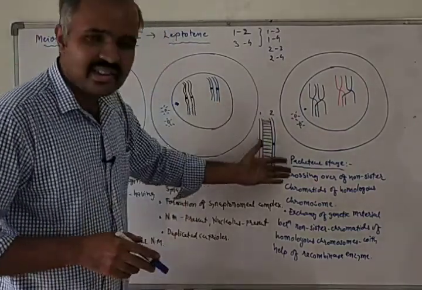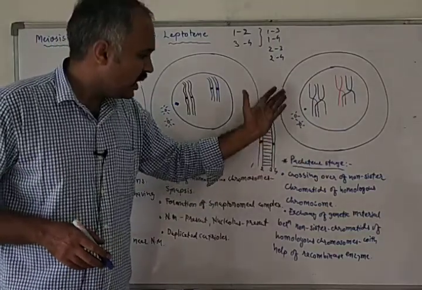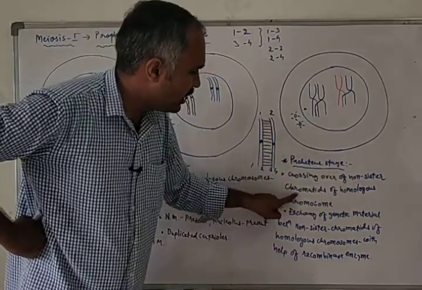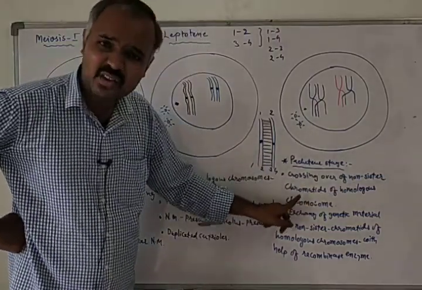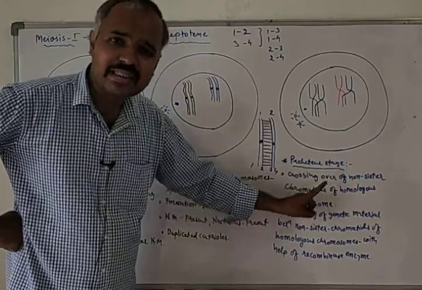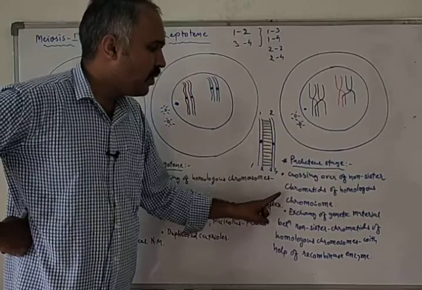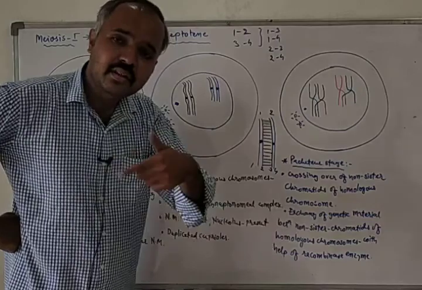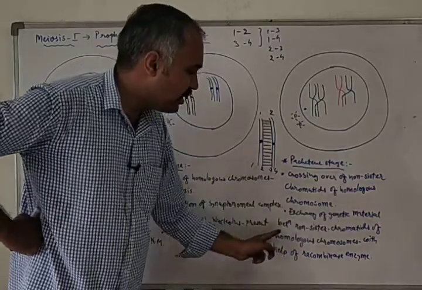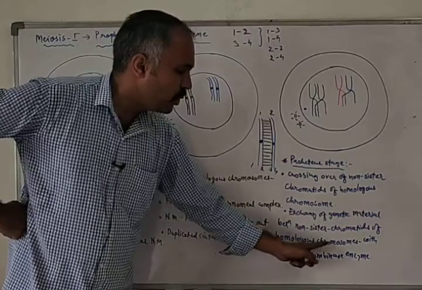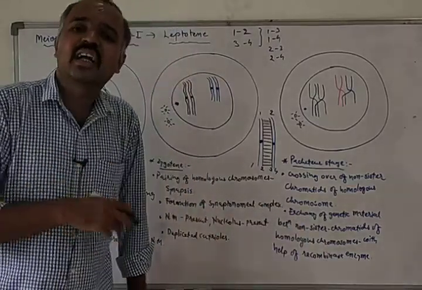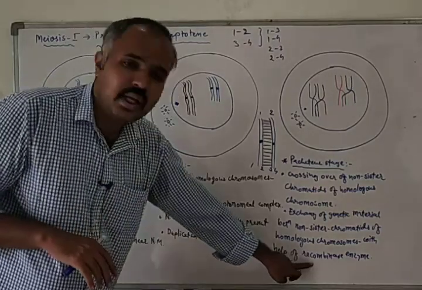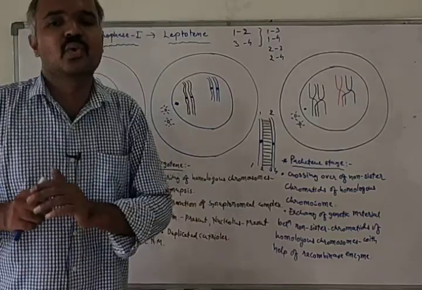Now let's learn the pachytene stage. The first step in the pachytene stage is crossing over of the non-sister chromatids of the homologous chromosome. Then in the second step, there will be exchange of the genetic material between non-sister chromatids of the homologous chromosome with the help of the recombinase enzyme, and this process is known as recombination.